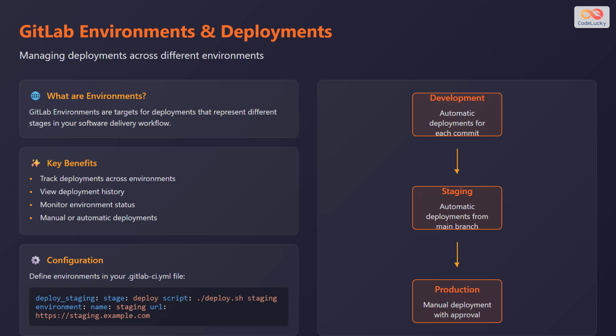As shown in the example under deploy staging, the stage is deploy, the script is ./deploy.sh staging, the environment name is staging, and the URL is specified as https://staging.example.com. The deployment flow typically involves development, staging, and production environments. Development has automatic deployments for each commit. Staging has automatic deployments from the main branch, and production involves manual deployment with approval.